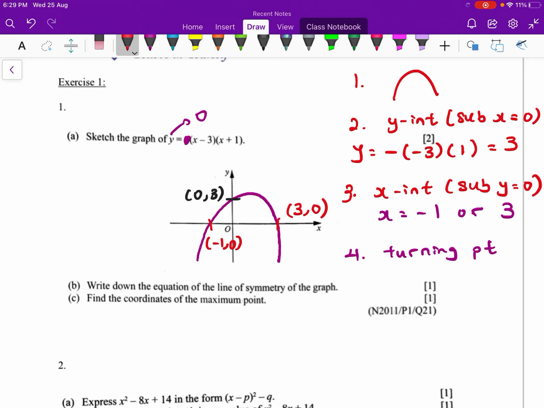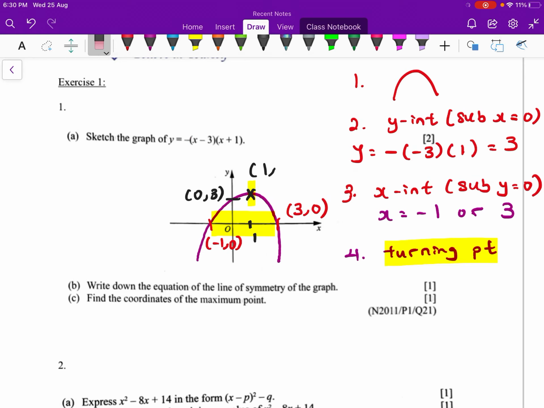The last but not least is the turning point. This is the crucial part, because this turning point, I believe, constitutes 1 mark. The turning point is always right here. The x coordinate of this turning point is always the midpoint between negative 1 and positive 3. So 3 plus negative 1 is 2, 2 divided by 2 is 1, right? So here is 1.